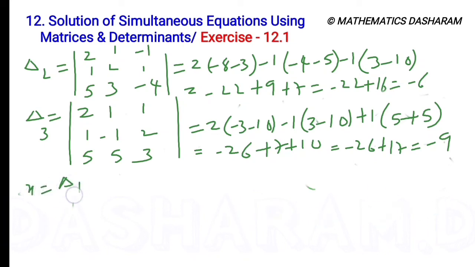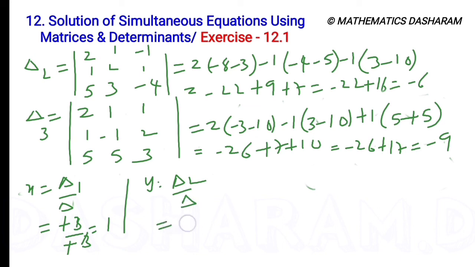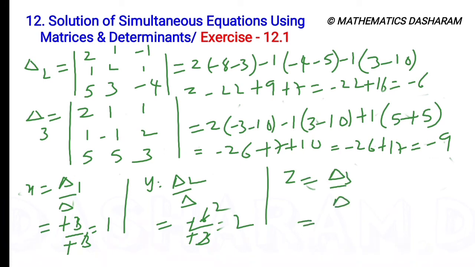X value is delta 1 divided by delta, which equals minus 3 divided by minus 3, equals 1. Next, y equals delta 2 divided by delta, minus 6 divided by minus 3. So the y value is 2. Next, the z value, that is delta 3 by delta, equals minus 9 divided by minus 3. Minus minus cancel, 3 ones are 3, 3 threes are 9. So 1, 2 and 3 is our required answer.